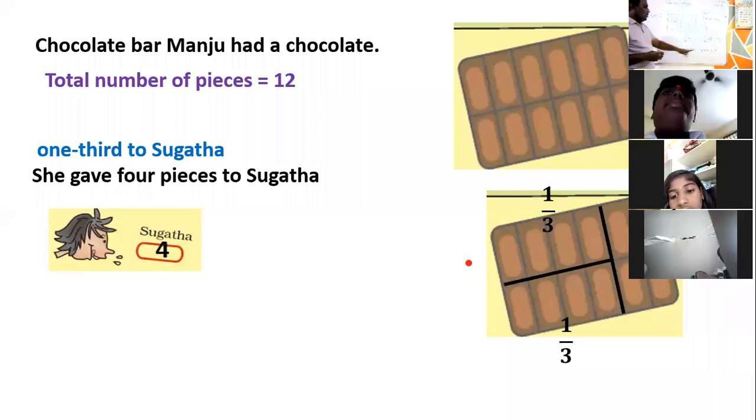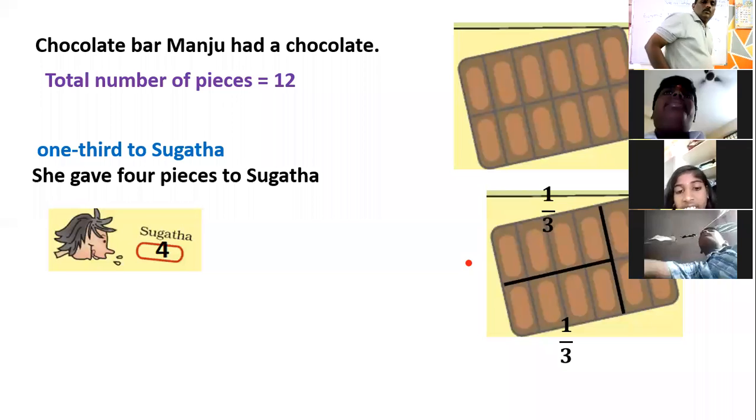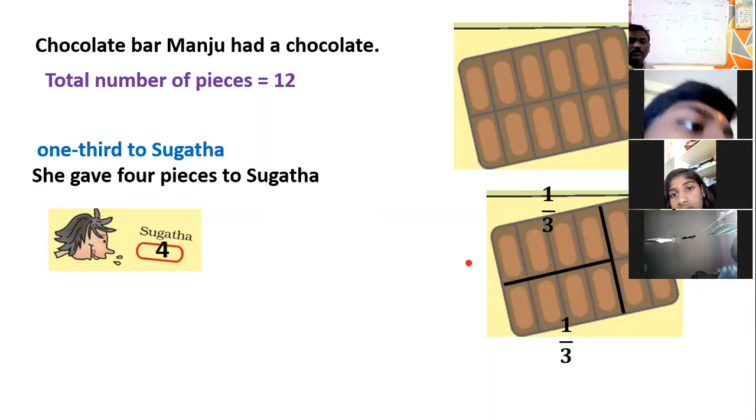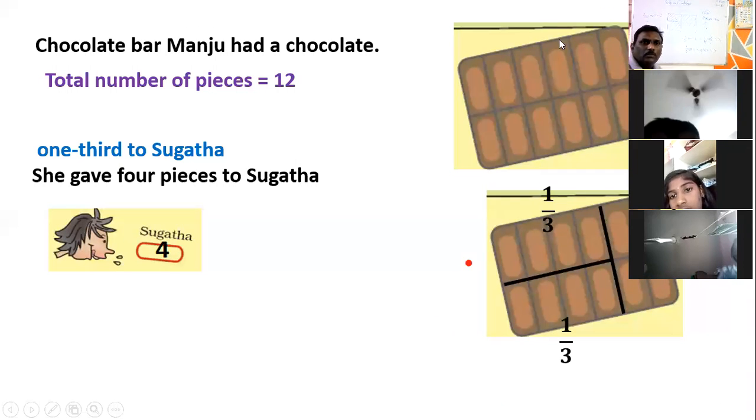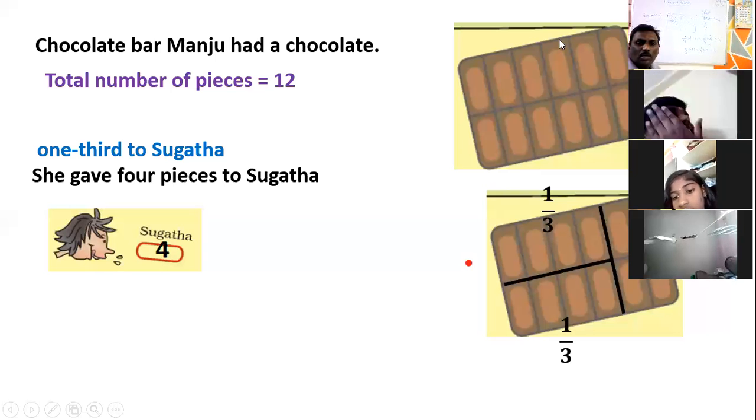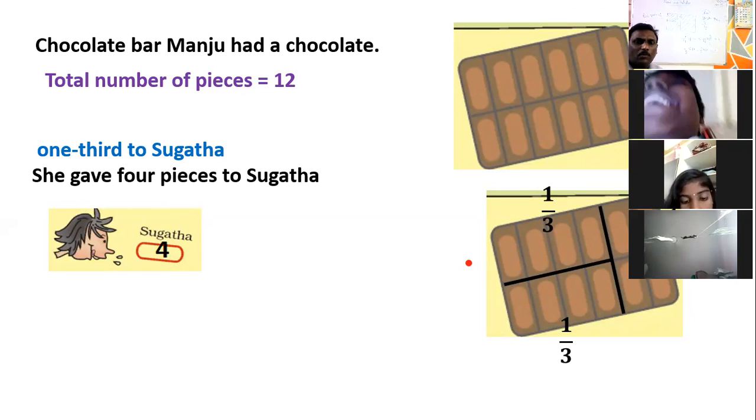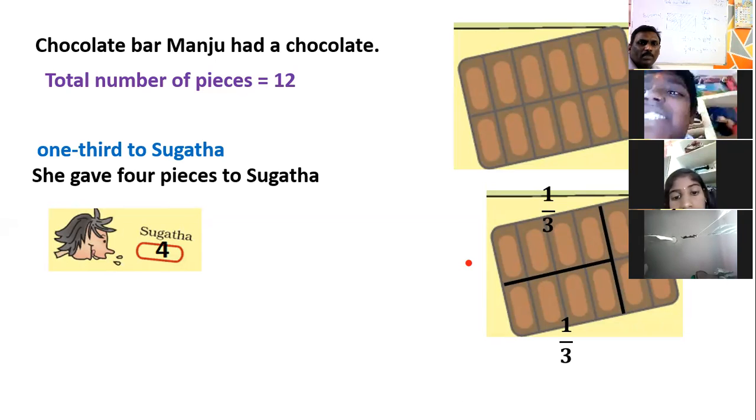4 small pieces. 3 fours are 12. 1/3 means everyone gets 4. Don't shout. Once you give the answer, keep quiet. I will tell you whether it is right or wrong. Don't keep on shouting repeatedly. Just give the answer and keep quiet. So 1/3 means she will get 4 pieces.